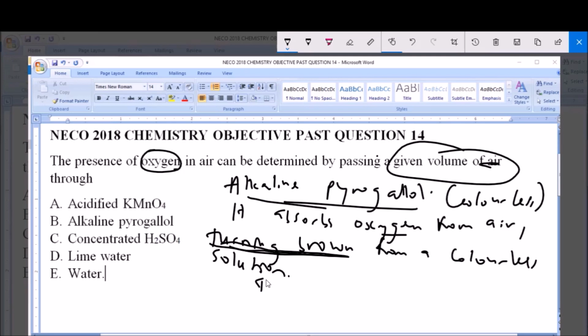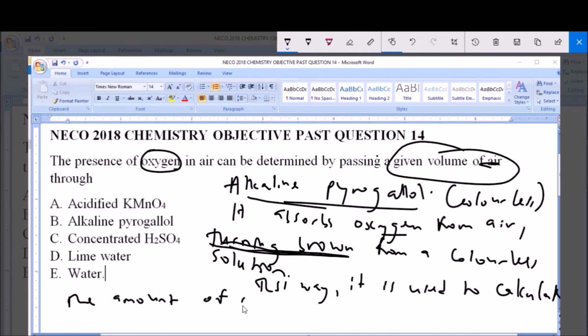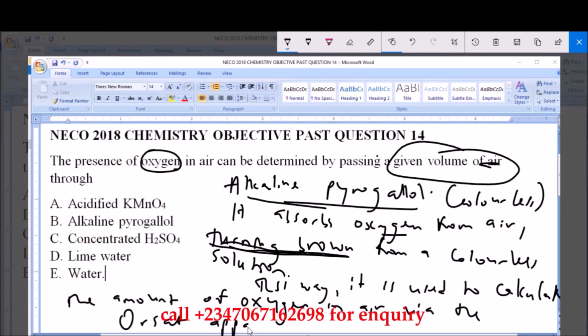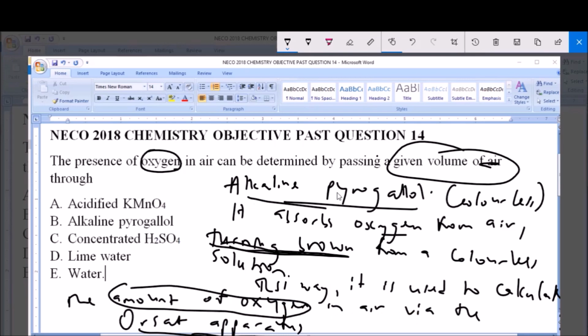Now this way it is used to calculate the amount of oxygen in air via the OSAT apparatus. Okay, so this is just something you may take note of. The OSAT apparatus is used to calculate the amount of oxygen in air using this alkaline pyrogalol. But from the question as it asks, we are just asked what can be used to detect the presence of oxygen in air. So as we have rightly established, alkaline pyrogalol, which is option B, is the correct answer to this question.